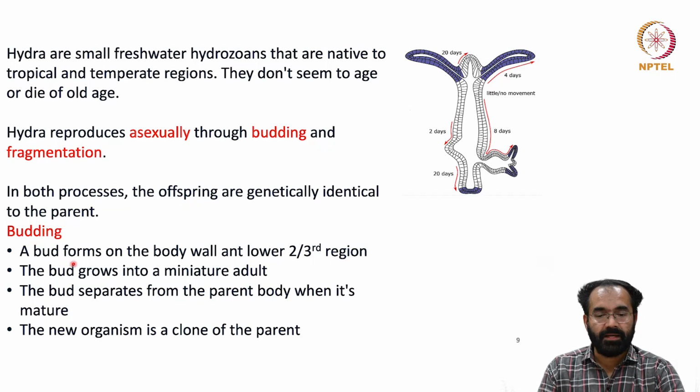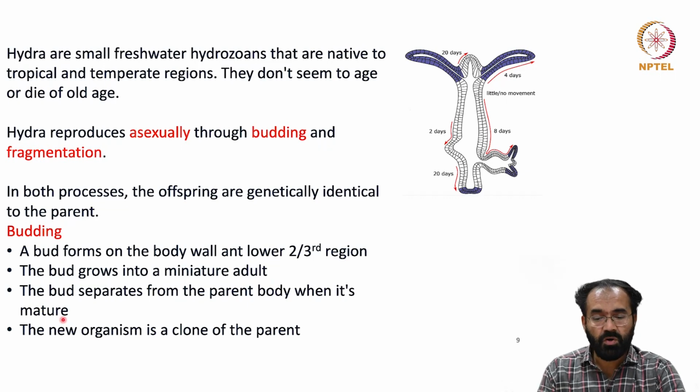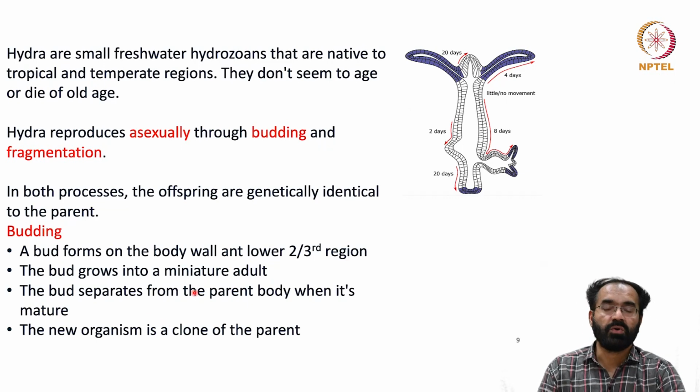So the budding normally happens, a bud forms on the body wall. There is a spelling mistake here, it should be read as at the lower 2/3 region, and the bud grows into a miniature adult. As you can see, there is a miniature adult. The bud separates from the parent body when it is mature. It will fall off, free float, and go and settle down in one place. The new organism is a clone of the parent.